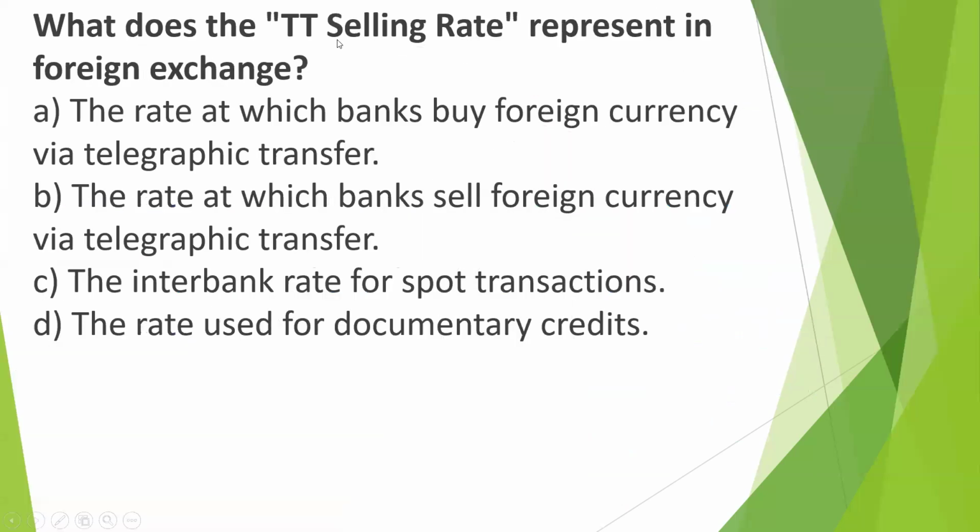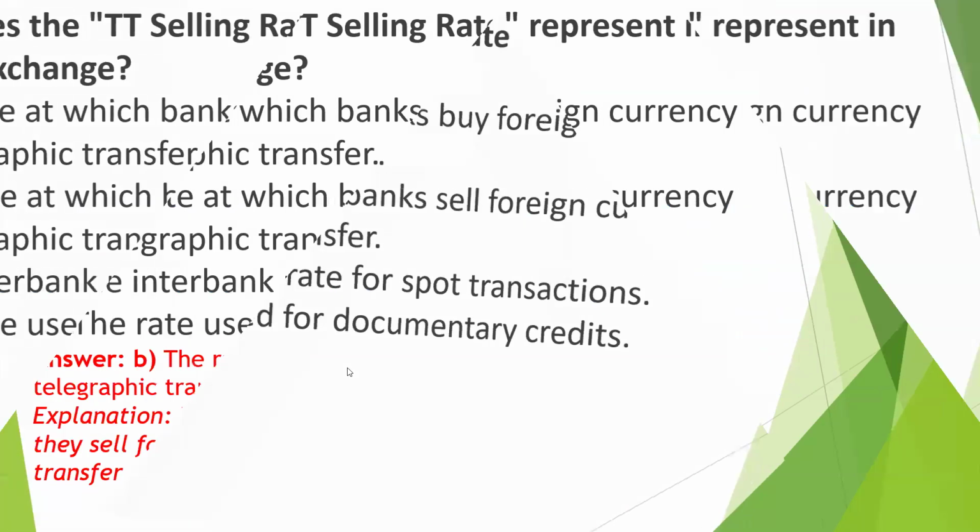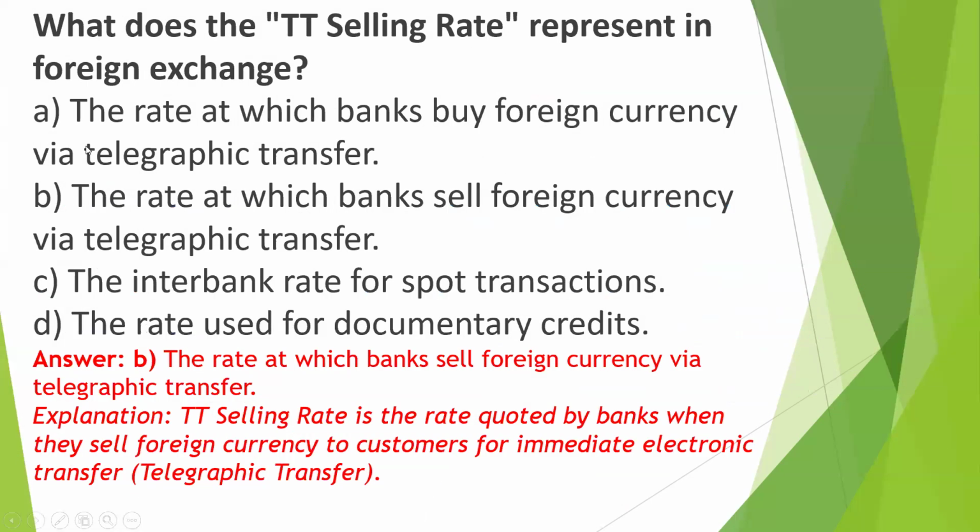Next is, what does the TT selling rate refer to? First, the rate at which banks buy foreign currency via telegraphic transfer. Second, the rate at which banks sell foreign currency via telegraphic transfer. Third, the interbank rate for spot transactions. Fourth, the rate used for documentary credit. Let's see the right answer. The correct answer is B, the rate at which the bank sells foreign currency.